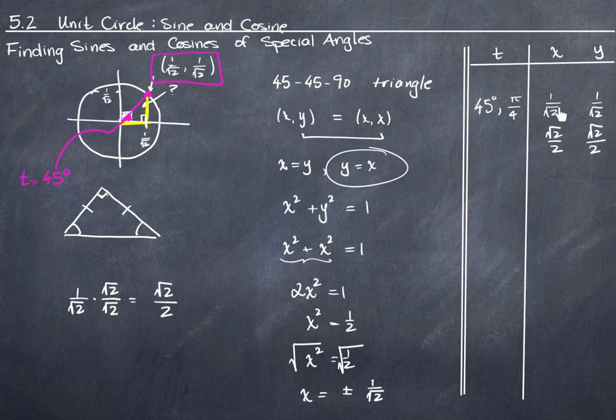If you would rather just leave it like this, that's fine. Again, these are equivalent, so pick the one you like the best and stick with it. I'm going to go ahead, at least for now, stick with 1 over the square root of 2. Okay, so that's how we find the cosine of 45 degrees, or the cosine of pi over 4, and the sine of pi over 4.